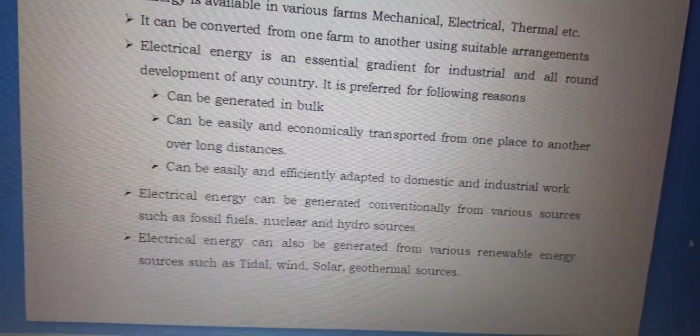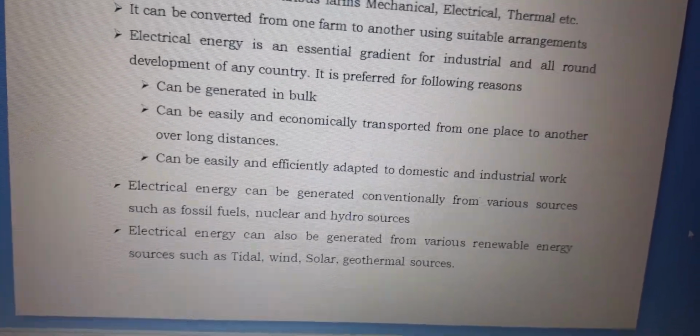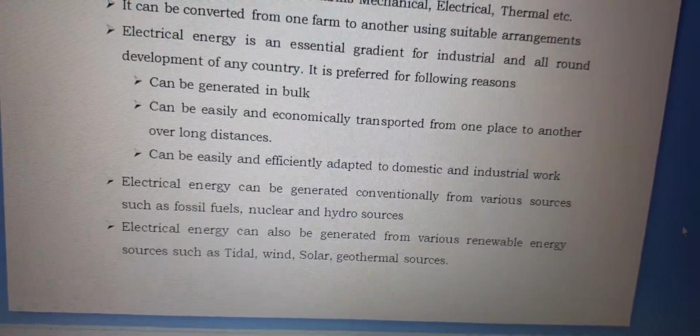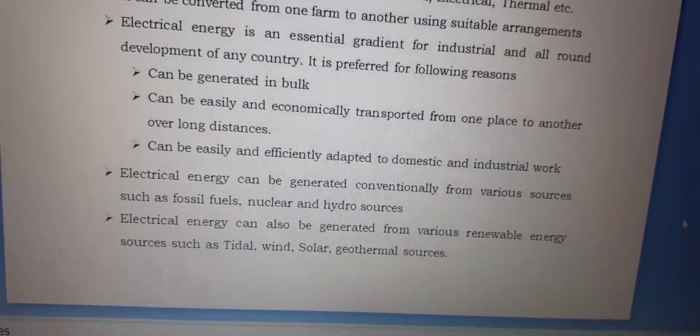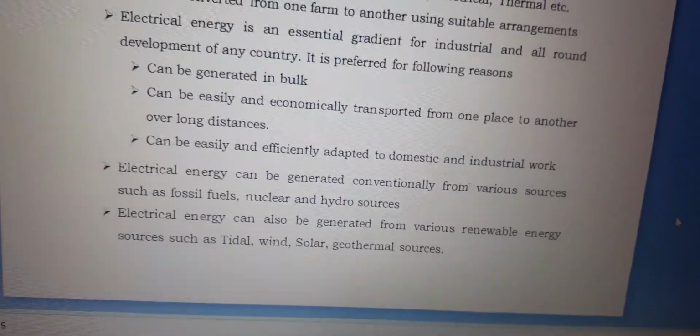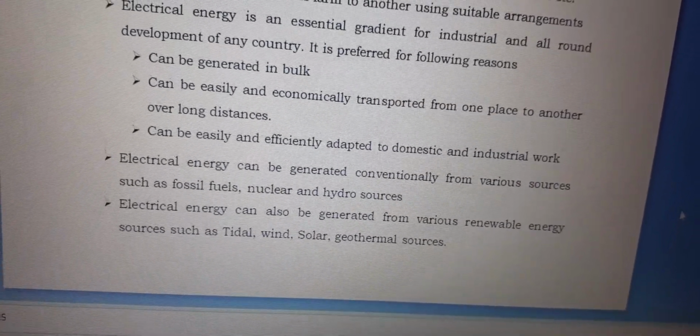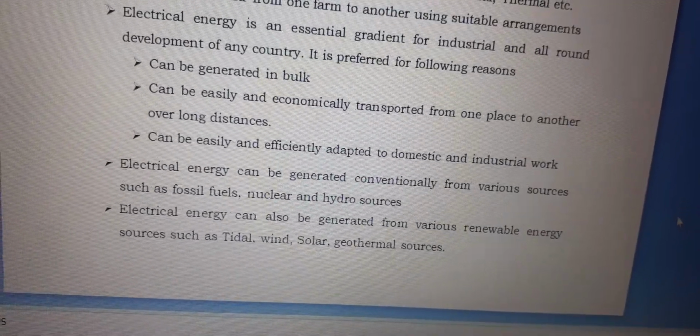Electrical energy can be generated conventionally from various sources such as fossil fuels, nuclear and hydro sources. Electrical energy can also be generated from various renewable energy sources such as tidal, wind, solar and geothermal sources.